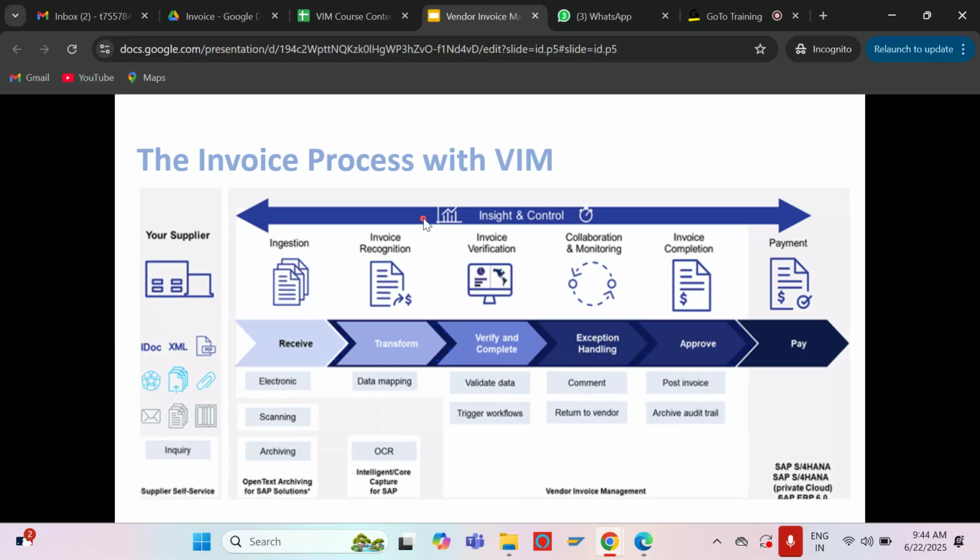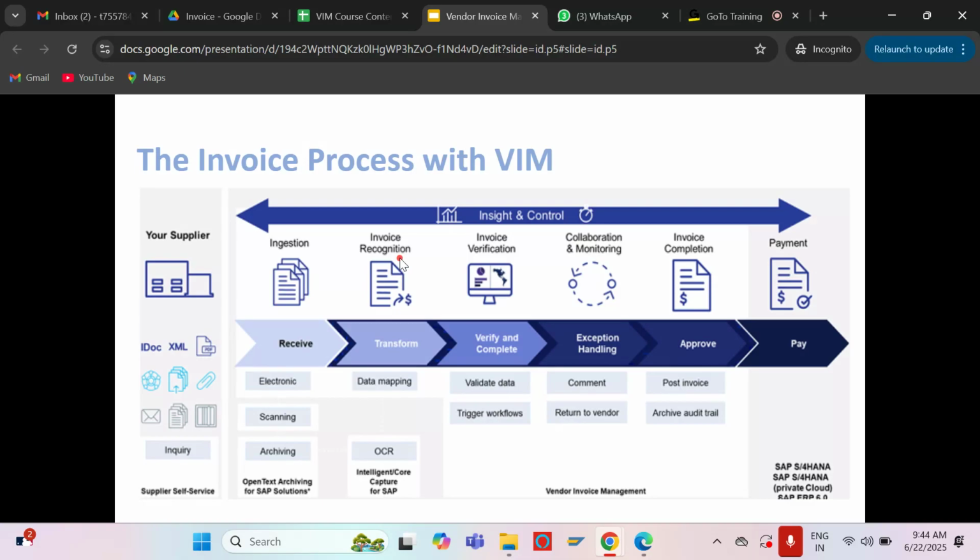Now next comes the invoice recognition part. So what is invoice recognition? Basically, from the invoice image, the data will be captured automatically to be processed into the VIM system. So you do not need to sit and enter the data manually, each and every field, in the VIM system. That will be captured from the invoice image.